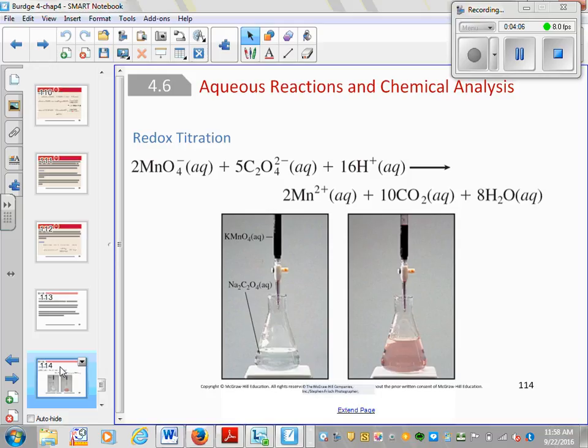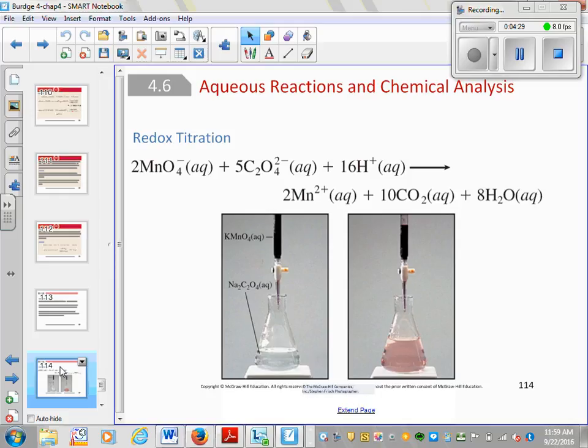What's it over here? So how does it go from 7 plus to 2 plus? It loses 5. Electrons are negative. Gains 5. So this is going to gain 5 electrons.